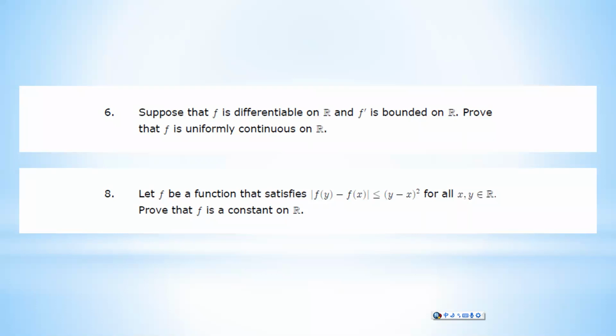The second one is also interesting. Assume f satisfies the condition that the absolute value of f(y) minus f(x) is controlled by (y minus x) squared, for all x and y. Then show that f is a constant. Also think about how this connects to the mean value theorem. I will talk about these two homework problems next time, but you need to try them by yourself.